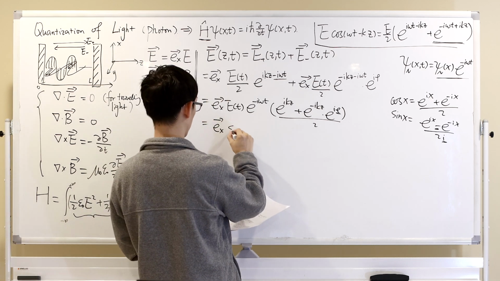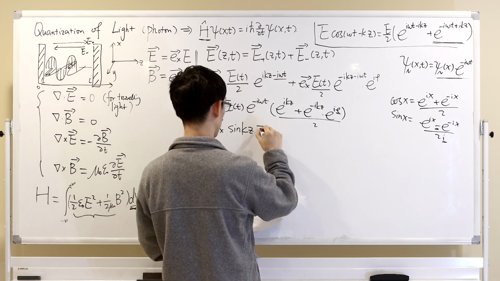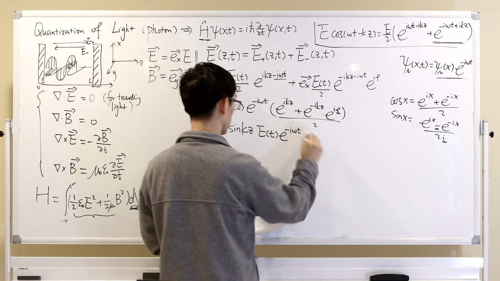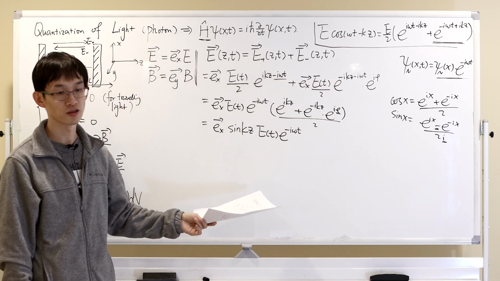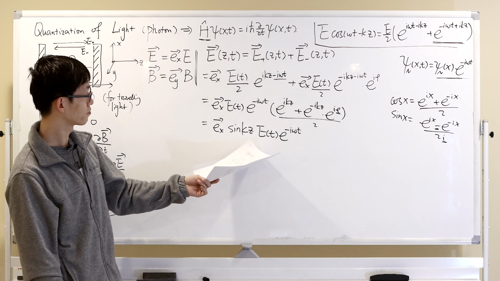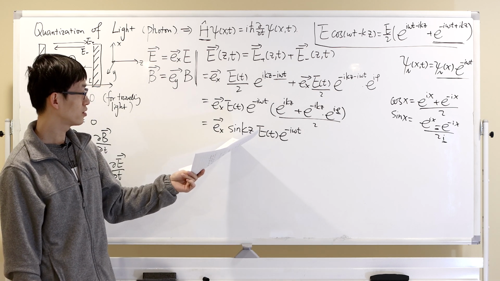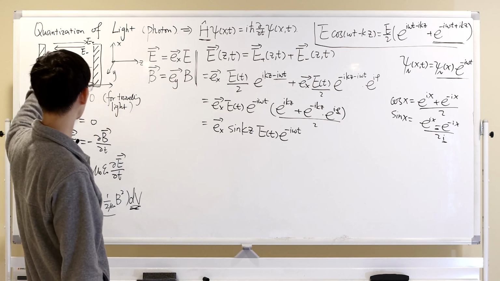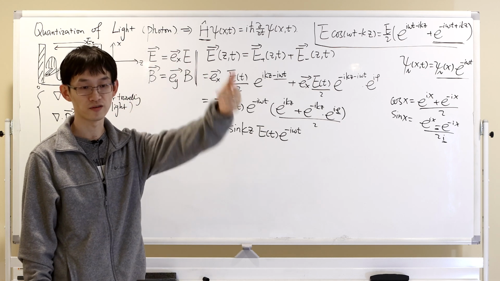E_x sin(kz) e^(-iωt). This is just one type of selection of the phi. It doesn't have to be this way, but this will make the math the most simple. Also, if you look at it, what it tells you is that inside the cavity is just a propagating sine wave, which makes a lot of sense.